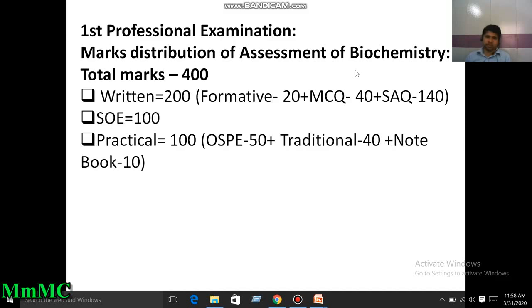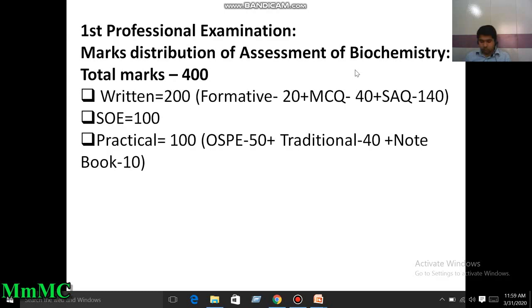Show in a diagram the steps of amino acid metabolism. What is nitrogen balance? Mention the fate of amino acid nitrogen. What is oxidative deamination?